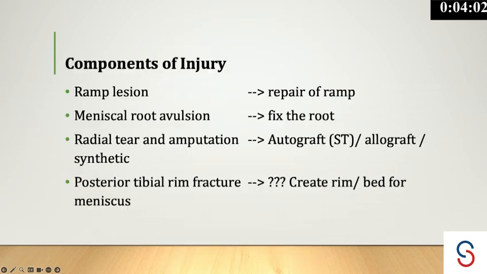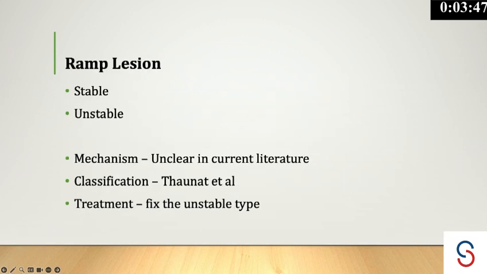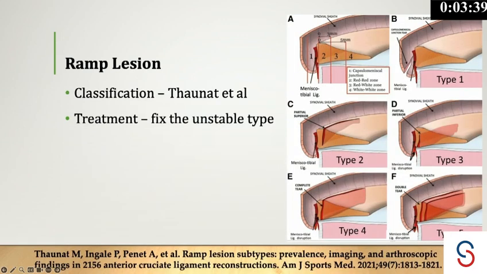The components of the injury, as you have seen, are a ramp lesion, which was repaired, a root avulsion, and amputation of the meniscus, which would ideally need an autograft, allograft, or a synthetic graft, and a posterior rim fracture of the tibia. So the ramp lesions have been classified as stable and unstable. As we know, a more anatomical classification was done by Thaunat et al. And the key is to fix the unstable types of the ramp to stabilize the meniscus.